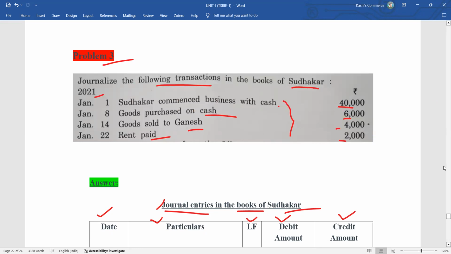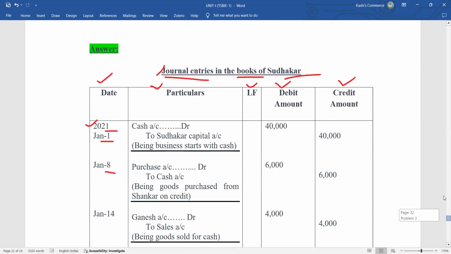Sudhakar commenced business with cash. So cash account debtor to Sudhakar capital account, because Sudhakar commenced with cash means cash is inflowing into the business. As per real account, what comes in is debit. So cash is coming into the business, that is why we have to debit the cash. Then Sudhakar is introducing capital. Sudhakar is a separate entity compared with the business entity, so we treat this amount as capital of the business entity. Capital means liability, and we record liabilities on the credit side. So cash account debit to Sudhakar capital account.